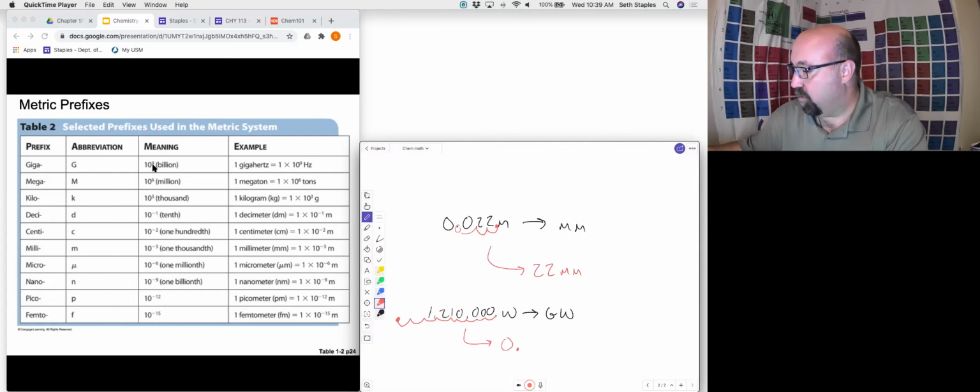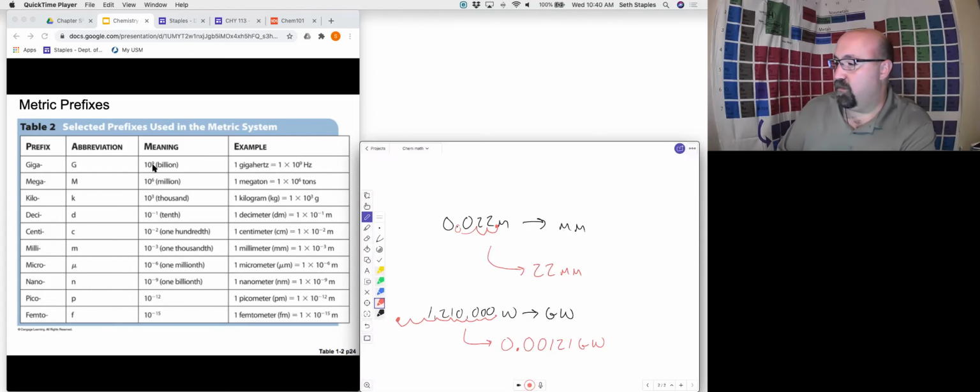There's our new decimal point. Those 2 zeros that are resulting from our little humps right here. And then 1, 2, 1 gigawatts. And so 1,210,000 watts are going to represent 0.00121 gigawatts. And so that's one way to do these conversions, is simply moving your decimal point around.